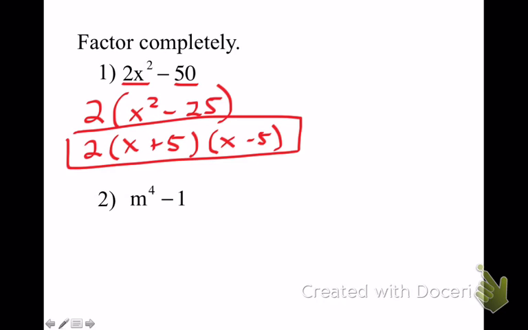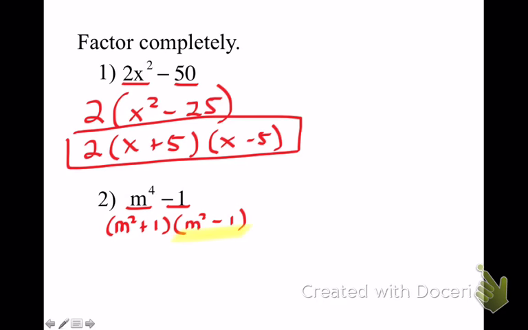Now another big one, and I promise to put this on a test, I may even give you something like m to the 16th minus 1. So let's first start with this. The square root of m to the 4th is m squared. And the square root of 1 is 1, and putting it there. And remember, we have a plus 1 and a minus 1.